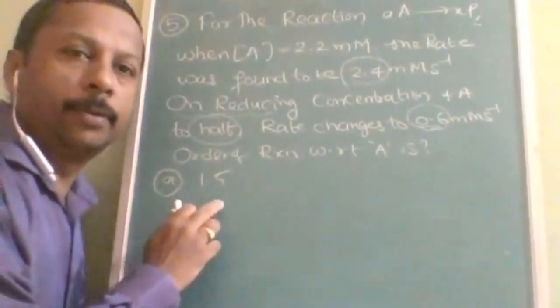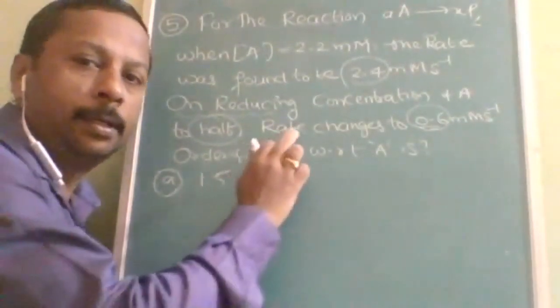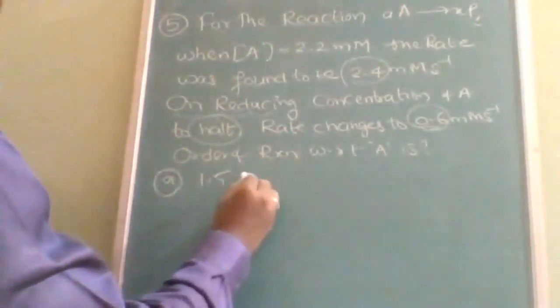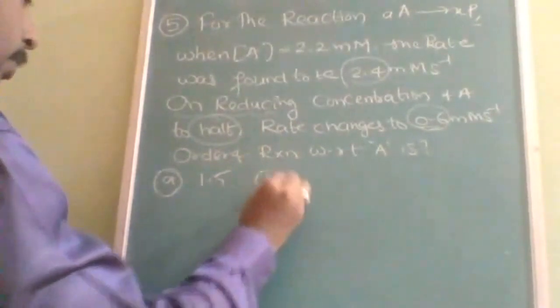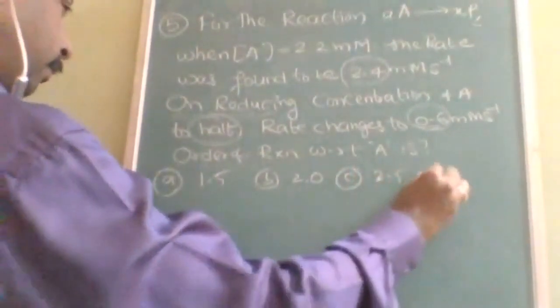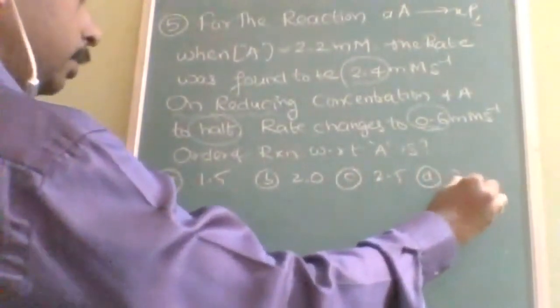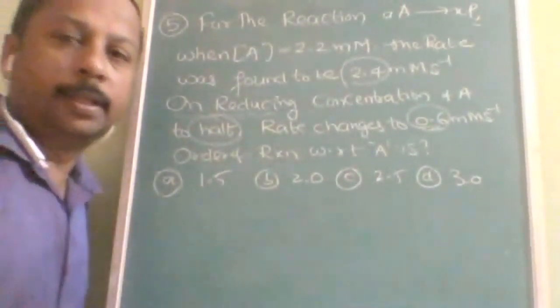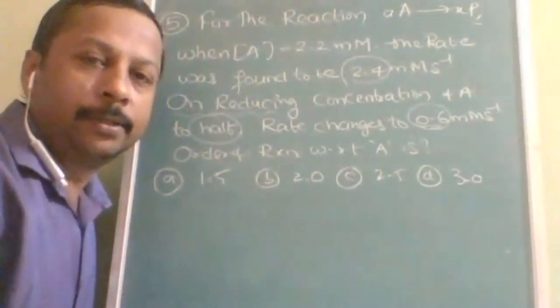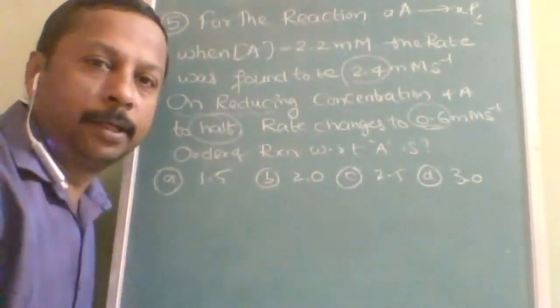Okay. I will give you the options. Option A is 1.5, option B is 2.0, option C is 2.5, and option D is 3.0. These are the four options. You can give a try and check. Already I've given you sufficient hints.